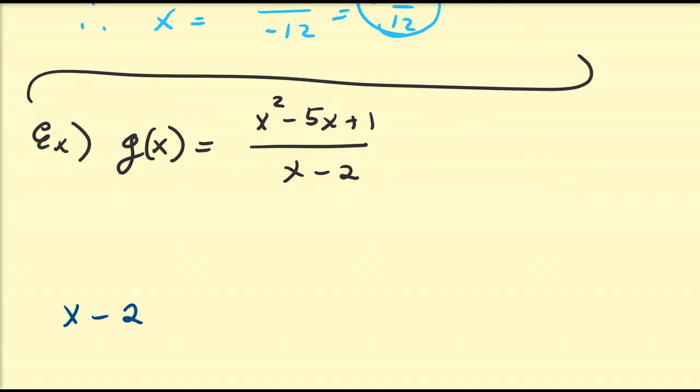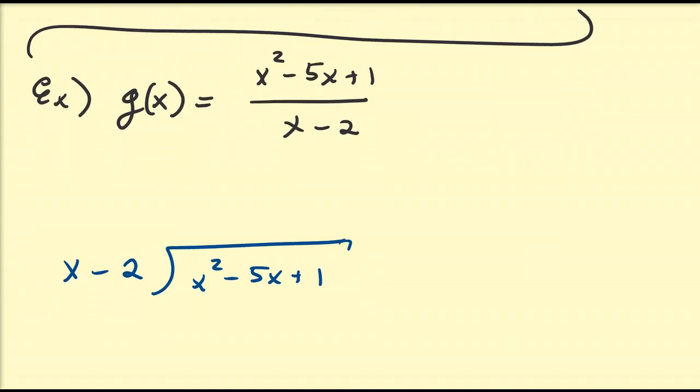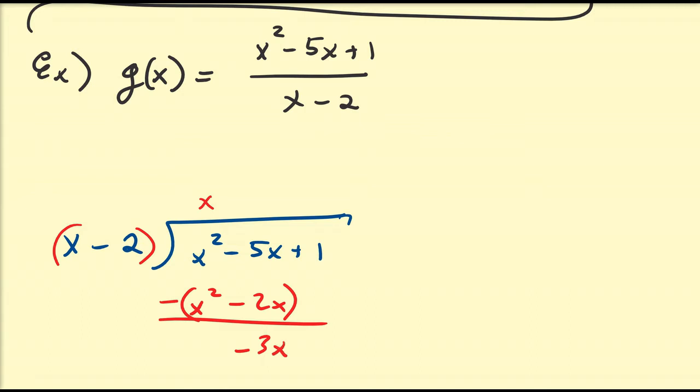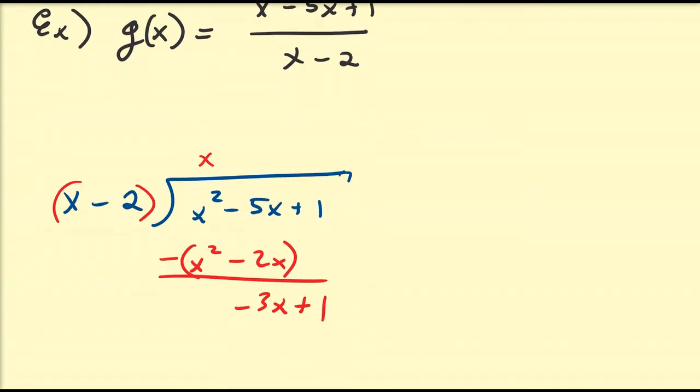So we're just going to divide x minus 2 into x squared minus 5x plus 1 just to see an easier representation of what this actually looks like. Alright, so x times x is going to give us x squared, and then I'm just going to multiply that through. So that's going to give us x squared minus 2x, and then I'm just going to subtract that off. So negative 5x plus 2x is going to give us negative 3x plus 1. And then I'm just going to repeat this process one more time.